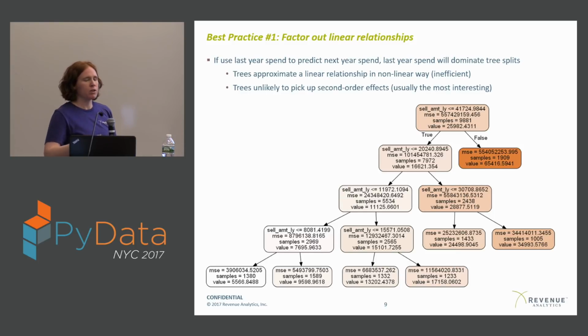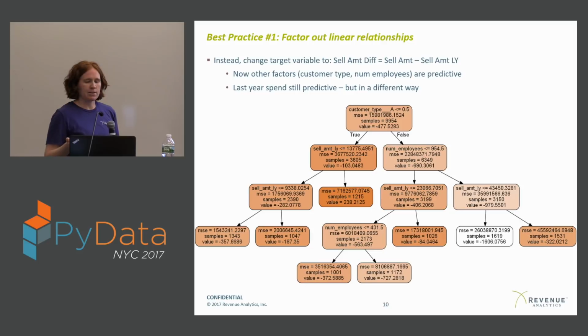What we really want to go after are some of those more second order effects that are more interesting. So we can get a better result by doing something as simple as changing the target variable to be a linear transformation. We're now predicting sell amount difference, which is just the difference between sell amount, which is the variable we were trying to predict originally, and what a customer spent last year.